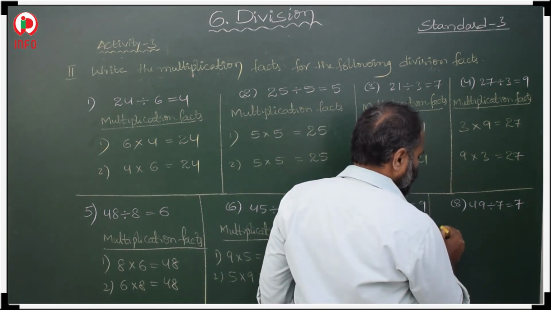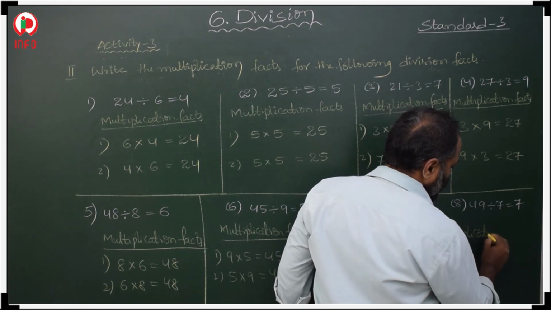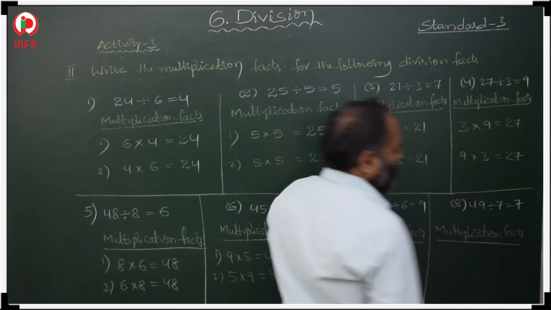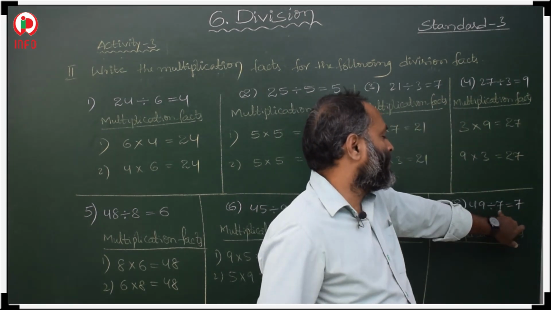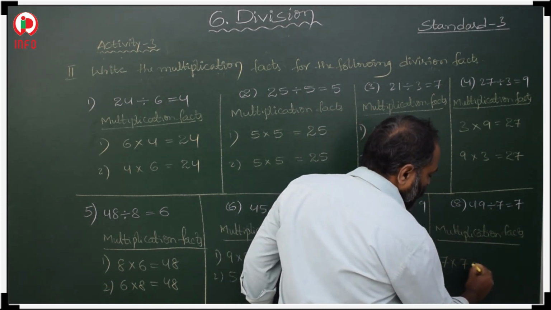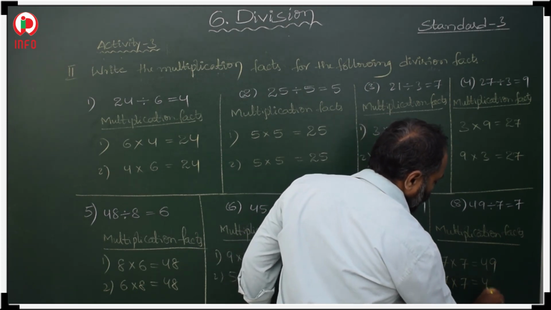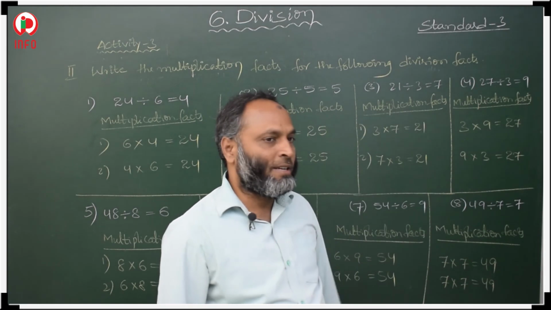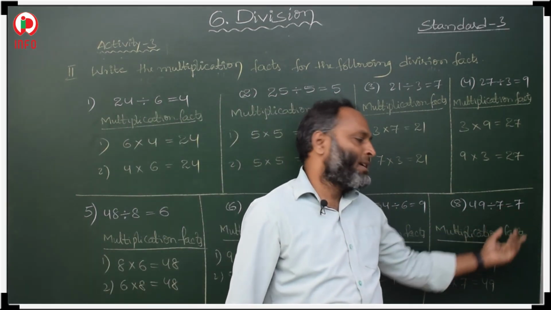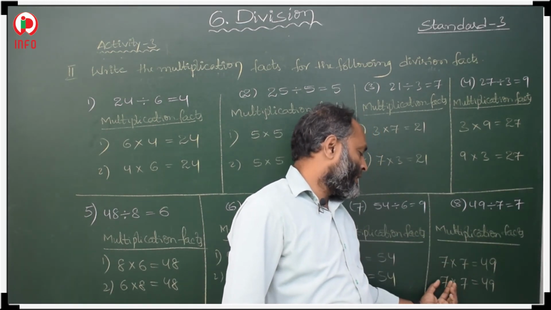Here multiplication facts. This is the divisor, divisor into quotient. Divisor into quotient is equal to dividend, otherwise quotient into divisor is equal to 49. So these two are 7 into 7, 7 into 7, both the same. Because here the divisor and quotient were the same, it looks the same. Actually this is divisor into quotient, and here quotient into divisor.